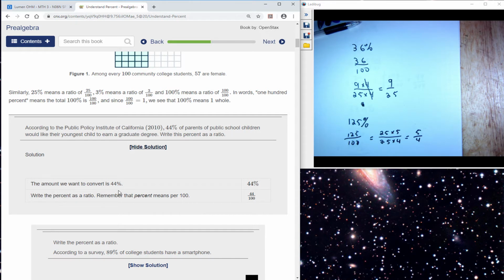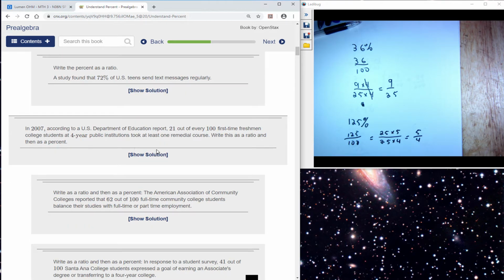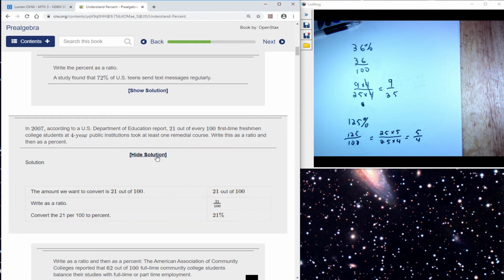This one here, write the percent as a ratio. So in this one here, we have 44%. They simply put it over 100, and that's all they ask you to do. Percent means parts of 100. See, 21 out of 100. Write that as a ratio of 21 over 100, and as a percent, that's going to be 21%.